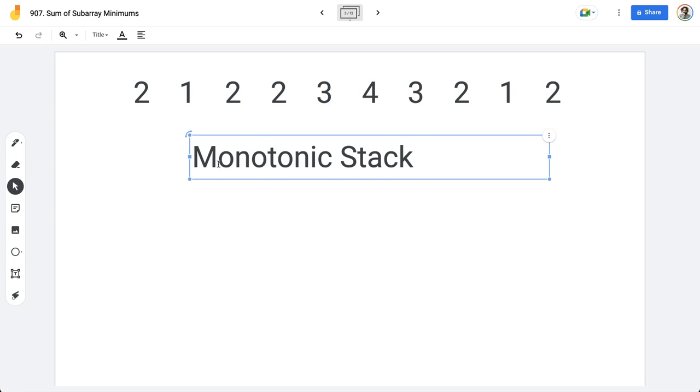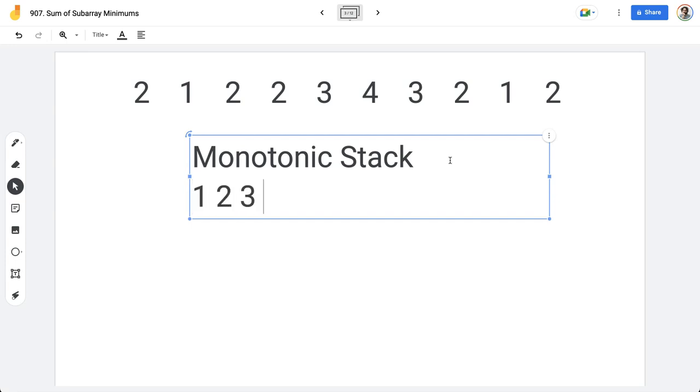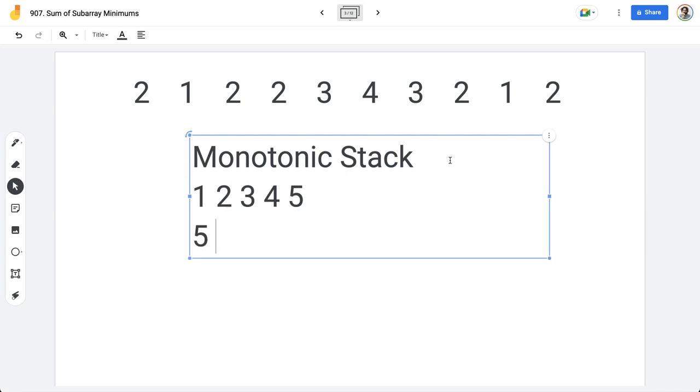So let's go and see what is a monotonic stack. So it's a stack that it's either increasing or decreasing. So the tone is mono, it's like 1, 2, 3, 4, 5, or like 5, 4, 2, 1, something like that. It's one of these two. In our example, it's going to be increasing. Let's go and see why.